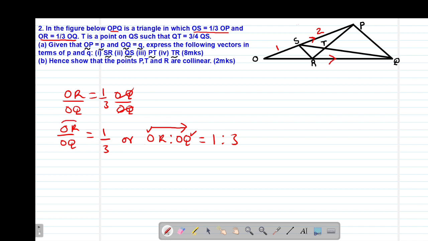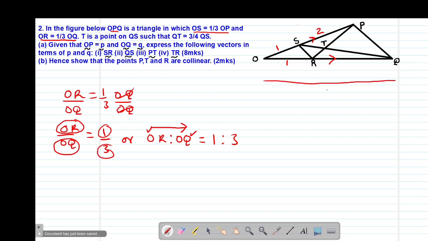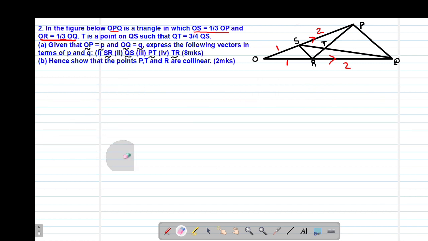So the ratio of OR is 1. From O to R, its ratio is 1. Then from O to Q, the ratio is 3. Now remember, O to Q is the whole of this line. So if this one is 3, it simply means that RQ will be 2. So that when you take 1 plus 2, you'll get the total ratio of 3. So that is how to interpret those two ratios.